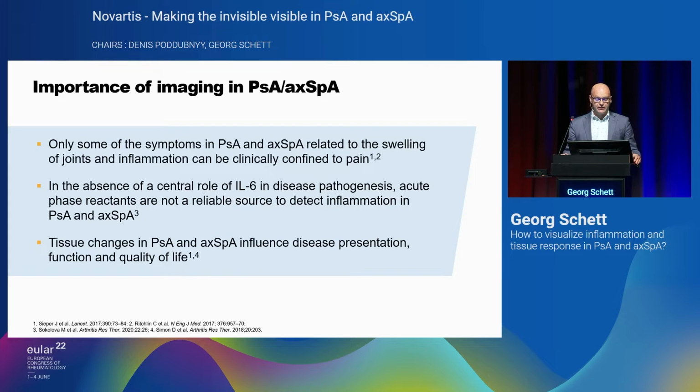There are 3 points. As mentioned, often there is no swelling because it's enthesitis, so one has to rely only on pain, and obviously pain is very heterogeneous and it can be inflammatory or non-inflammatory, and therefore imaging to check for inflammation is important. The second part is that we cannot always rely on C-reactive protein, which is often absent in psoriatic arthritis and spondyloarthritis, because there is not a key role of interleukin-6 in the disease. And finally, there are sad tissue changes in PsA and axial spondyloarthritis, which can be picked up with imaging, and we will hear about that later.